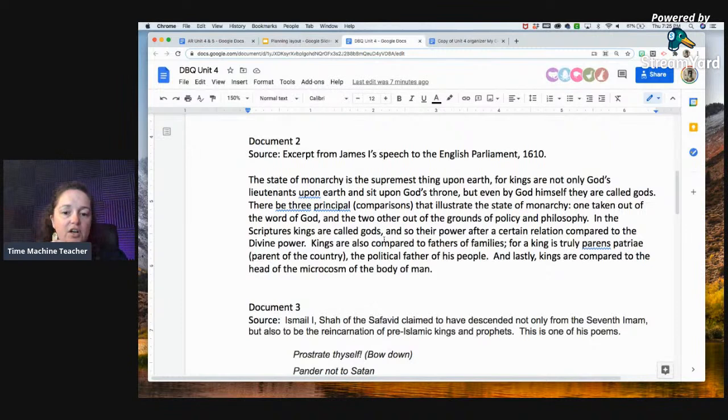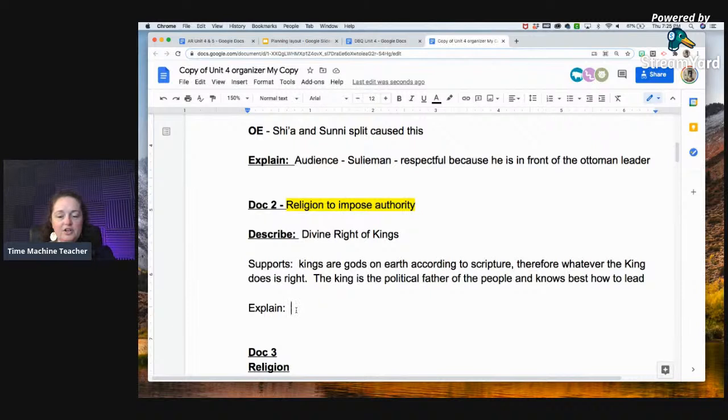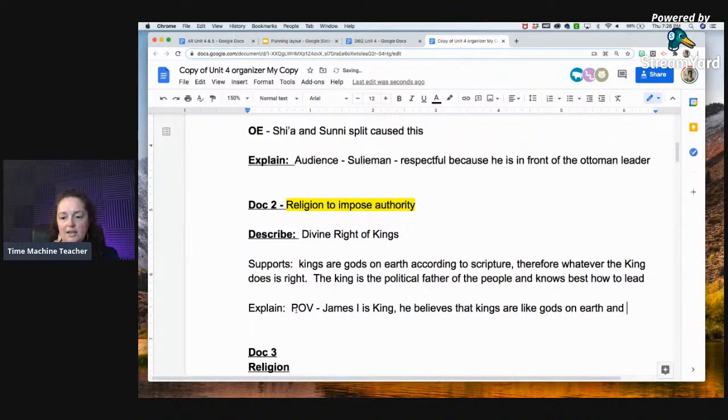And why does he believe this? What do you think? I'm going to start putting it down here while you guys are thinking about it. So point of view, you want to make sure and mention those words when you write it. Point of view: James the first is king. He believes that kings are like gods on earth. And he also believes that kings are set up by God, yes.